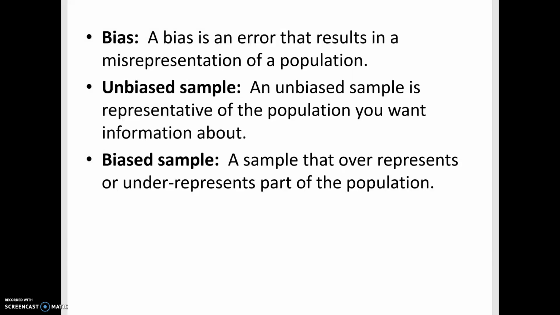On the next one it says bias. A bias is an error that results in a misrepresentation of a population. So something that's affecting your data. You can either have an unbiased sample or a biased sample based on whether it is a good representation of the population or a bad representation. Unbiased would be a good representation. Biased either overrepresents or underrepresents your population.